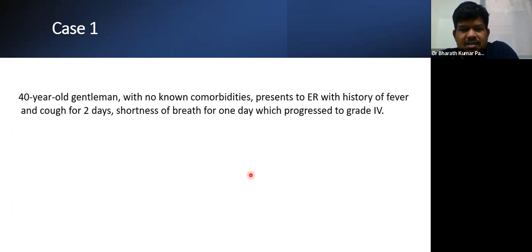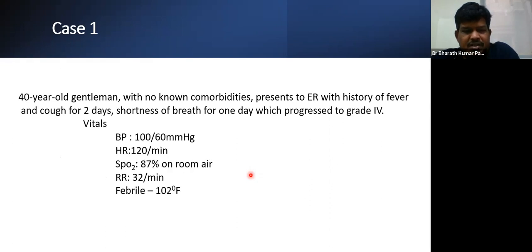So we'll see a couple of cases to know the approach towards the hypoxemic patient. So here comes a patient, a 40-year-old gentleman with no known comorbidity, presents to ER with history of fever and cough for 2 days, shortness of breath for 1 day, which has actually progressed from grade 2 to grade 4.